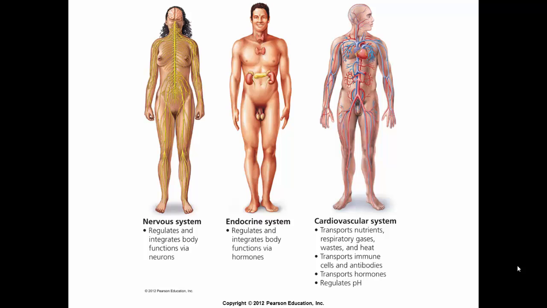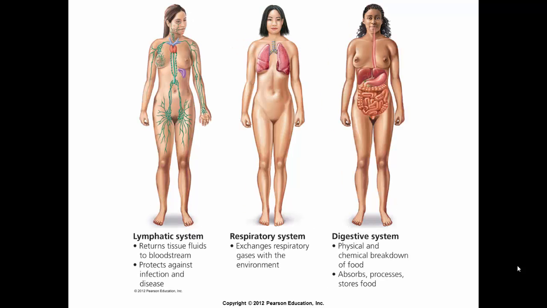Cardiovascular system transports nutrients, transports oxygen, and serves as a medium for carbon dioxide to return via the blood to the lungs to be exhaled, as well as transporting heat, immune cells and antibodies, hormones, and helps to regulate the pH of the body fluids. The lymphatic system returns tissue fluids to the bloodstream and aids in the protection against infection and disease.